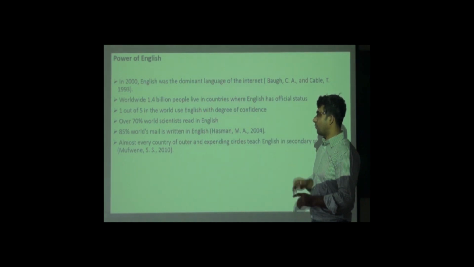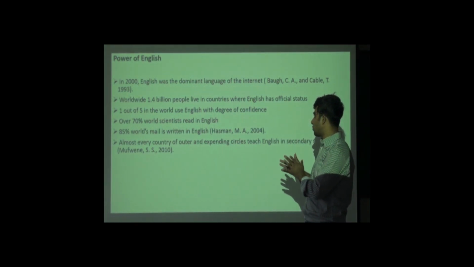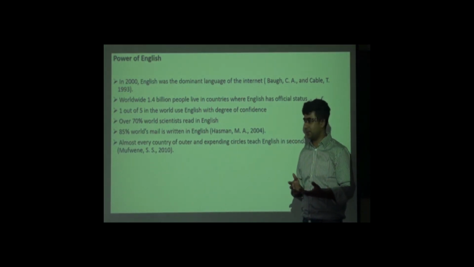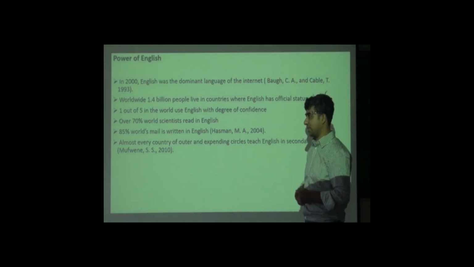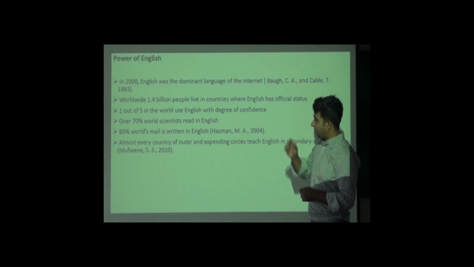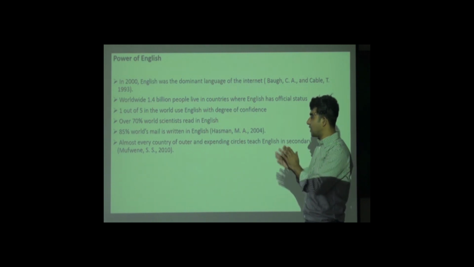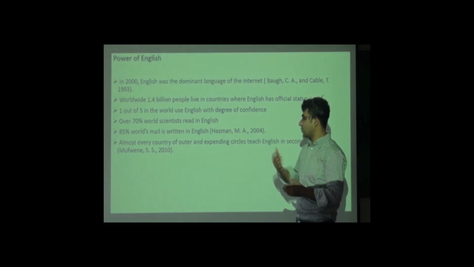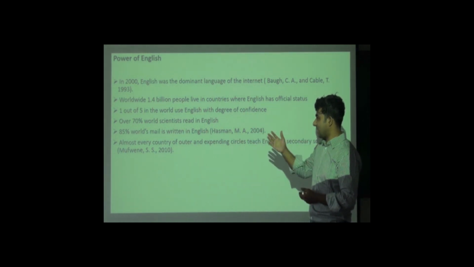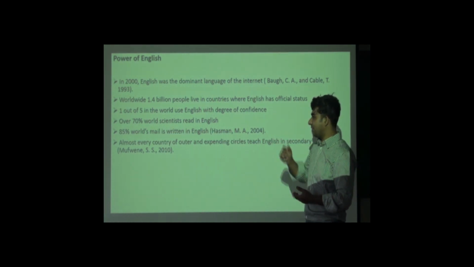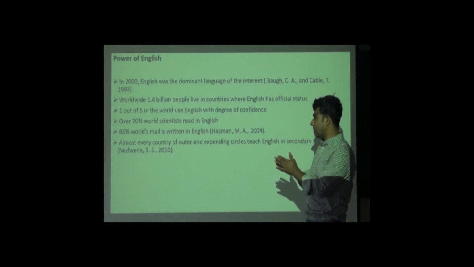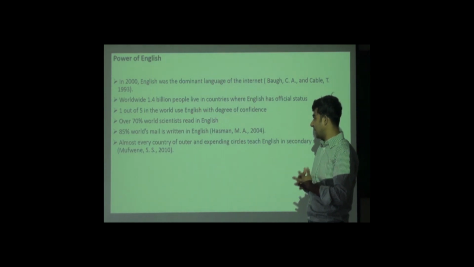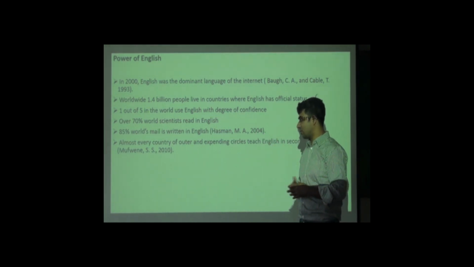Worldwide, 1.4 billion people live in countries where English has official status, including Bangladesh here. One out of every 5 people in the world use English with a degree of confidence. Over 70% of the world's scientists read in English, and 80% of the world's mail is written in English. That's a report found in this literature.